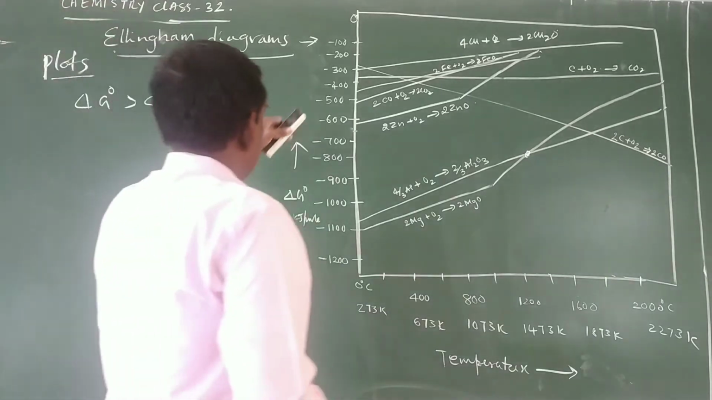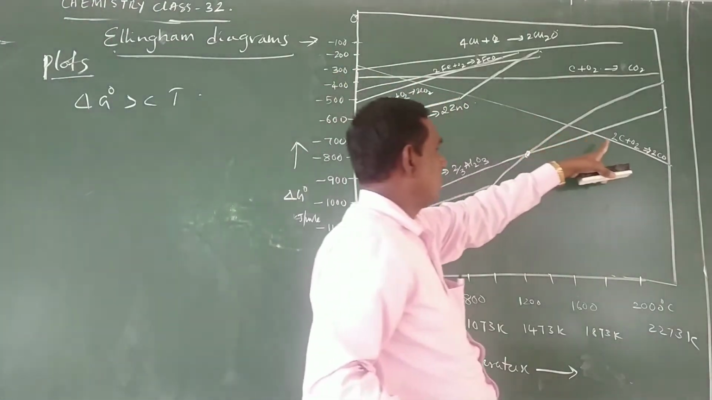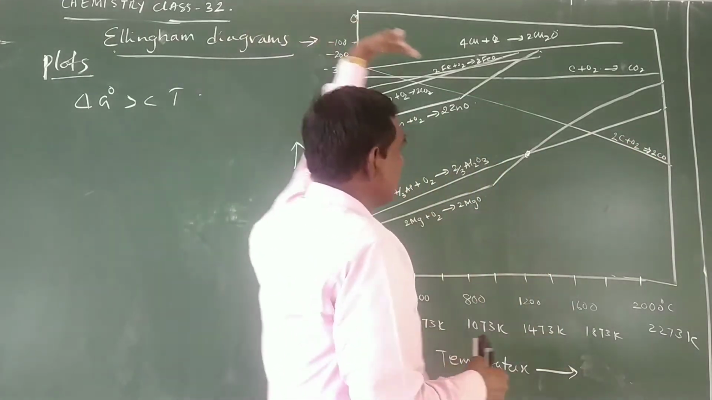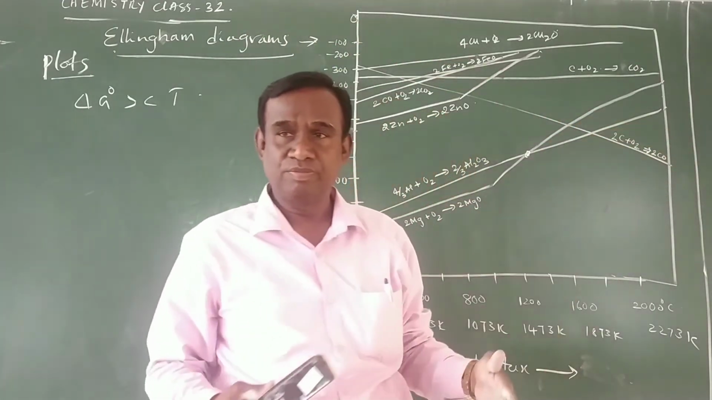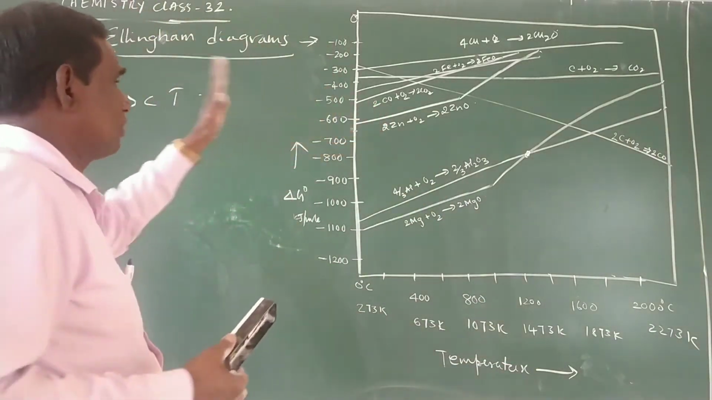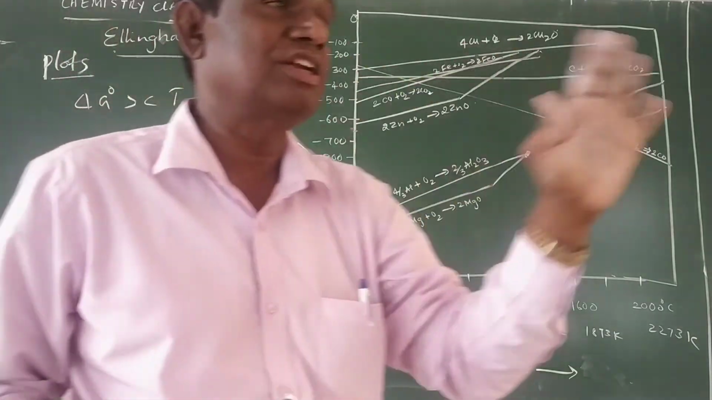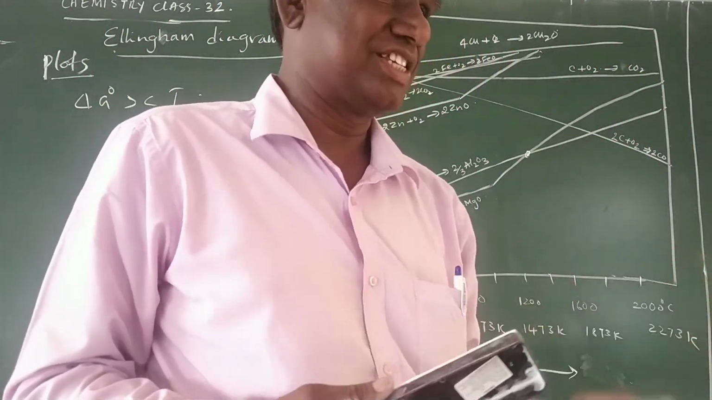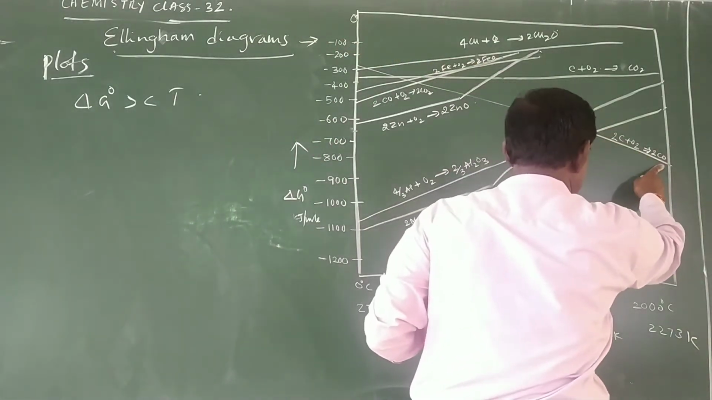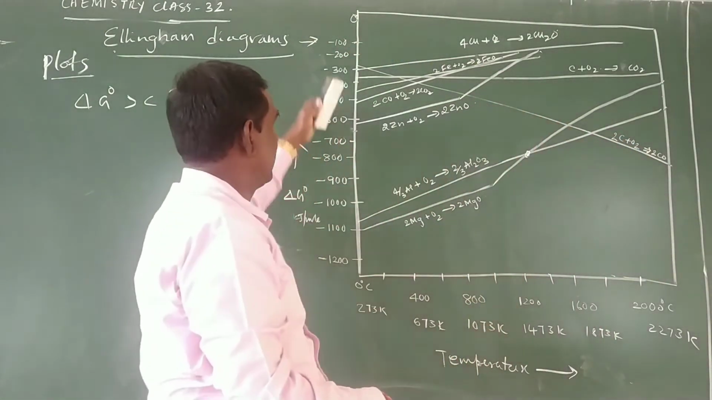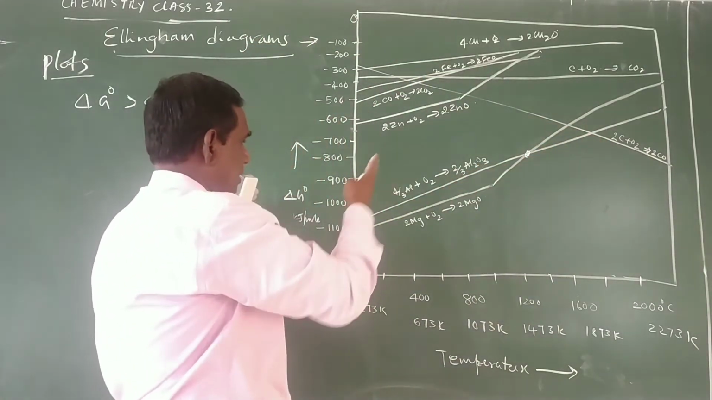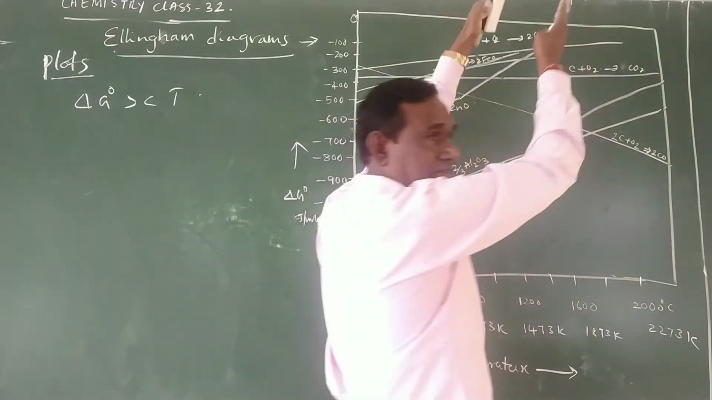But for only one graph, that is the formation of carbon monoxide, there is a decrease in the graph. There is a negative slope. Why? Because for this one, as the temperature increases, delta S naught decreases. For this reason, for the formation of carbon monoxide from coke, there is a negative slope. But for all the other graphs, there is an increase, like this.